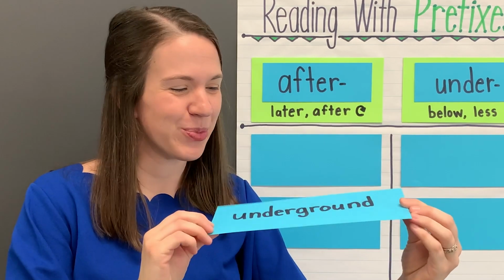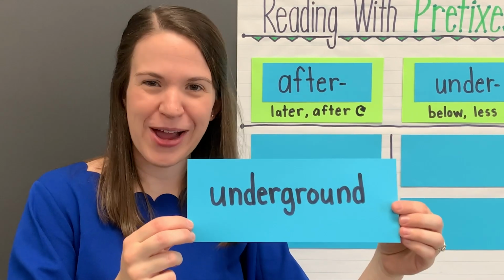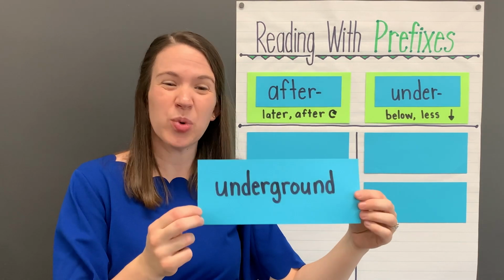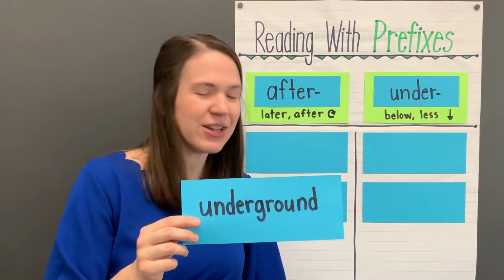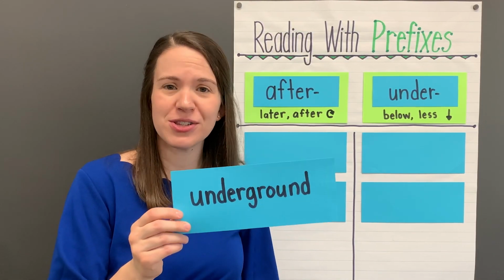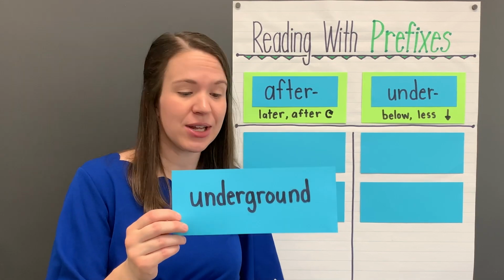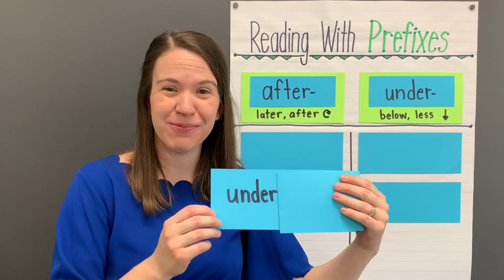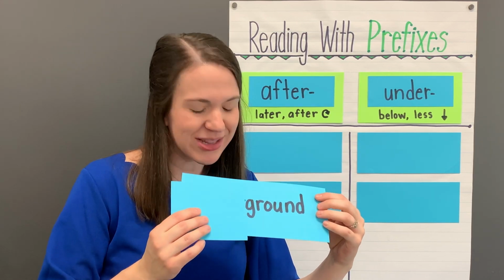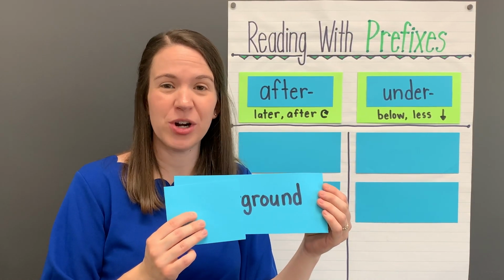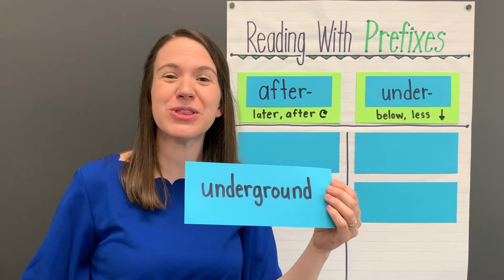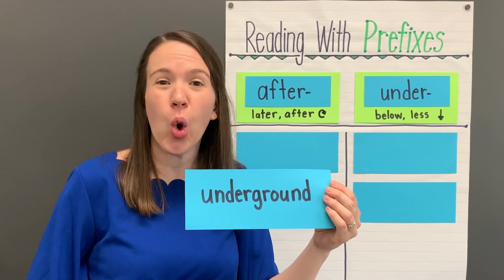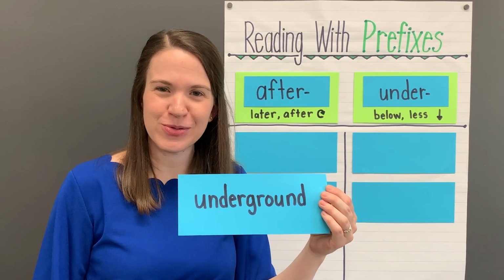Underground. This word is underground. Now, when we see words with prefixes, it's okay to read those words in two parts, especially if the word is challenging. We can start by reading the prefix, under. Then we read what's left. In this case, the base word, ground. When we put those two parts together, we have our whole word, underground.